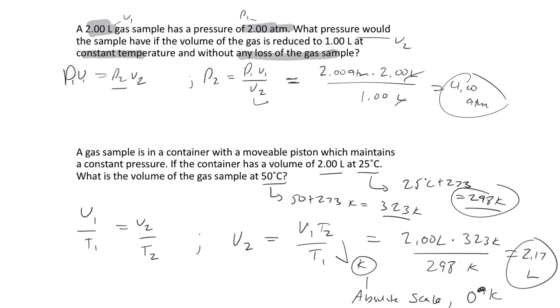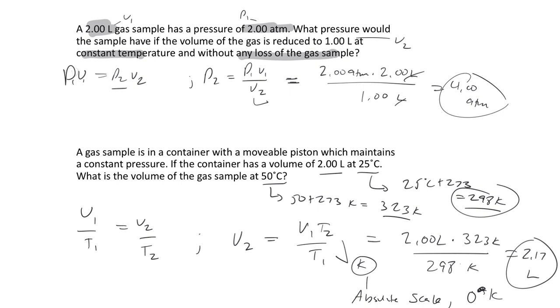In order to double the volume of the container by increasing the temperature, we'd have to double 298 Kelvin. We'd have to go to like 500 Kelvin, like 300 or so degrees C. So we'd have to really, really increase the temperature of this container to double the volume. So we're going to increase the volume to 2.17 liters by going from 298 to 323 Kelvin.